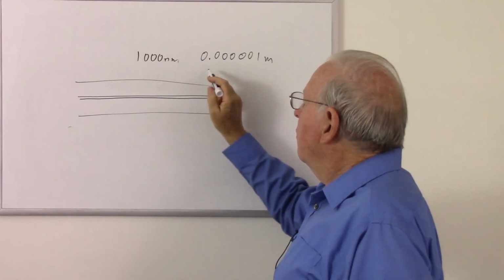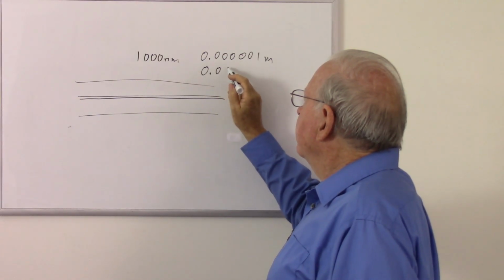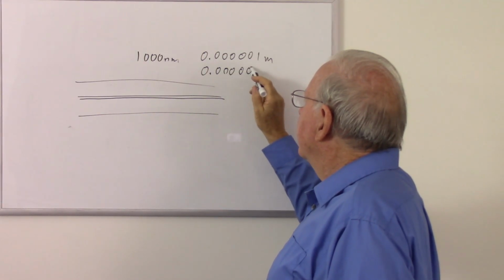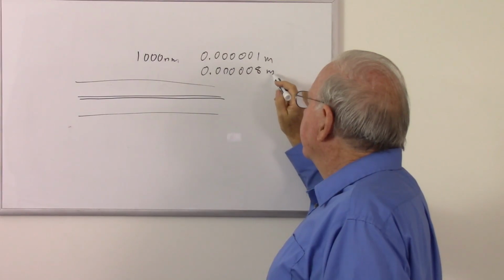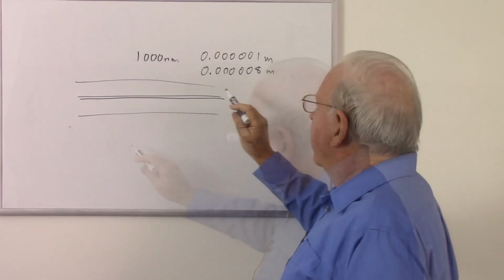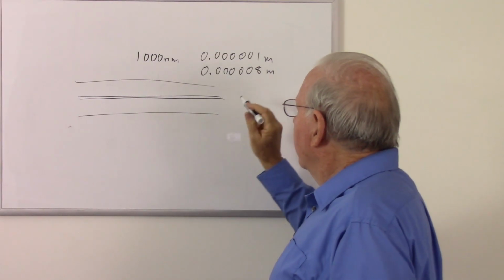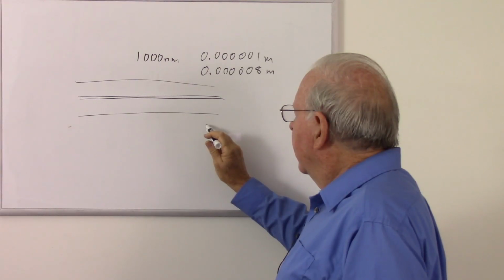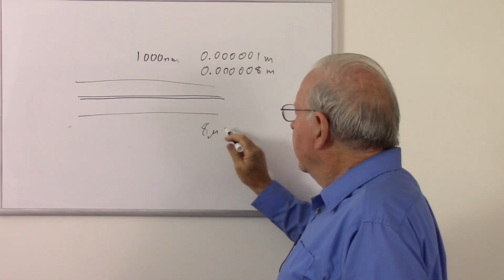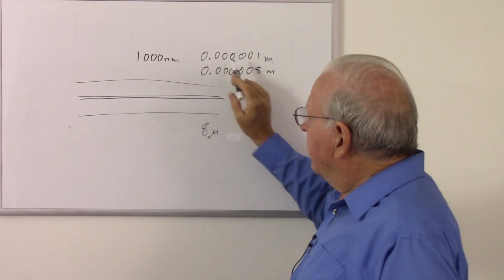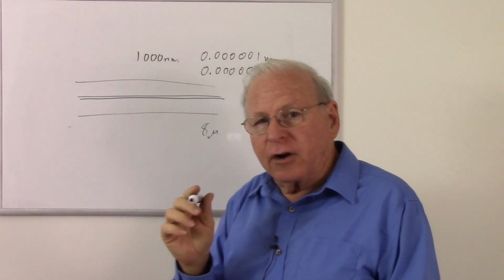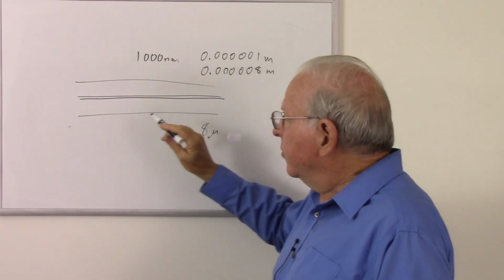Now let's make this core 0.000008 meters, or 8 microns. So our core is 8 microns in diameter, about 8 times the wavelength of light. And we get a whole new phenomenon when this happens.